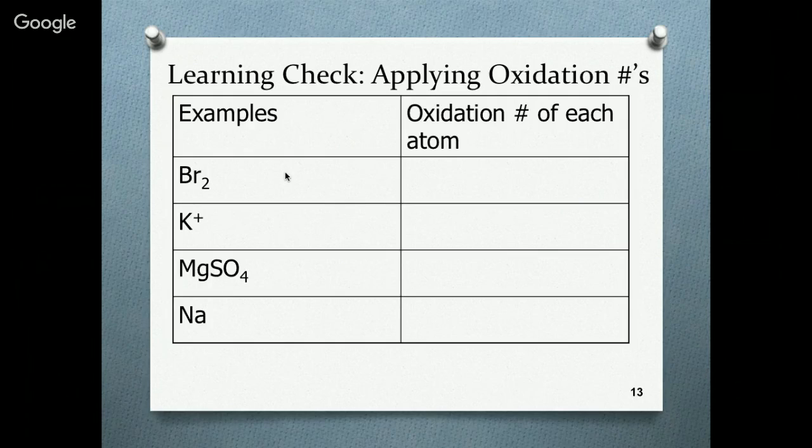So what I want to do is just take a break for a second, and give you a chance to try a couple of examples. There are 4 examples here. Just fill in what you think the oxidation state will be for each of these elements.